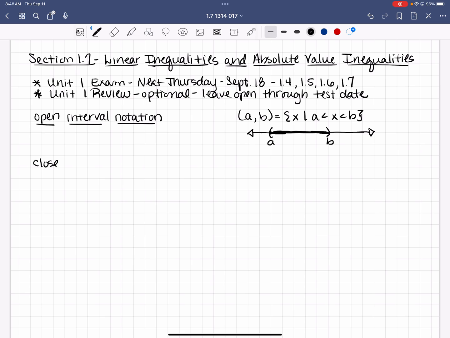Closed interval notation, we use brackets, okay? So we'll have something like a bracket A to B. Set builder says X such that A is less than or equal to X is less than or equal to B. And I'll make you a little note in a minute how to read those brackets.